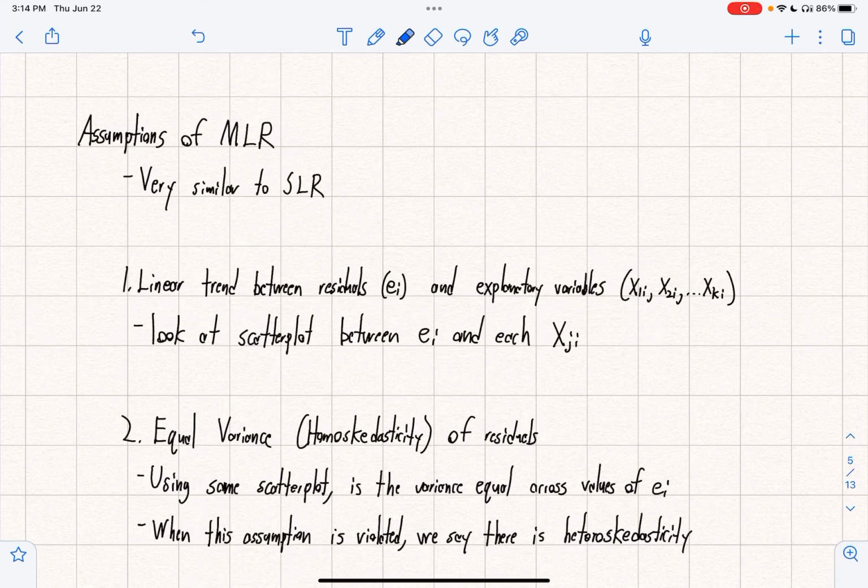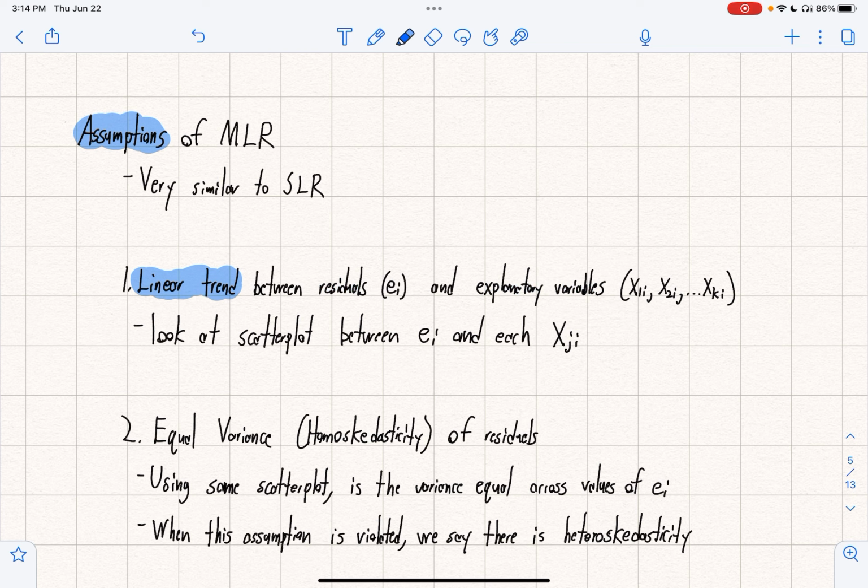And so we need to talk about the assumptions of the multiple linear regression model, as usual. They are very similar to the simple linear regression model, so I'm not going to spend a lot of time on this because they are basically the same. The first is that we should have a linear trend between residuals and explanatory variables.